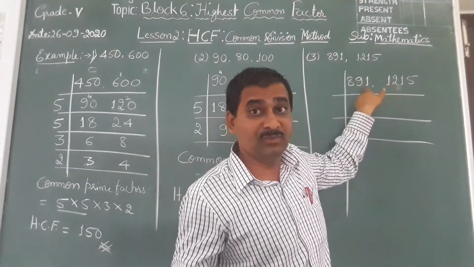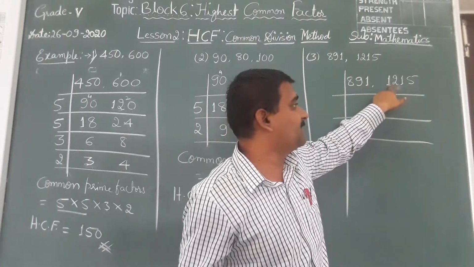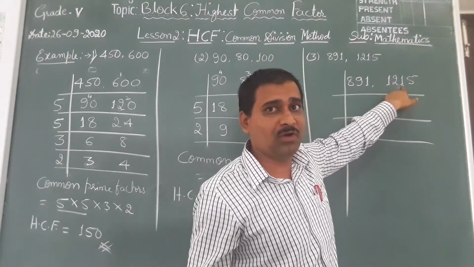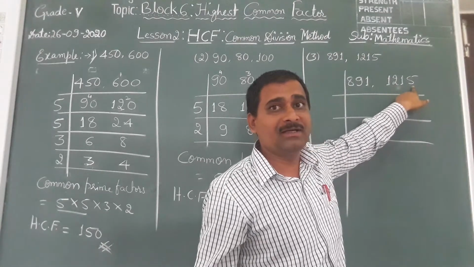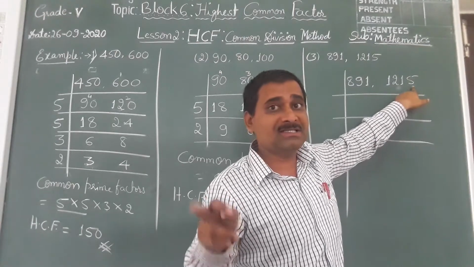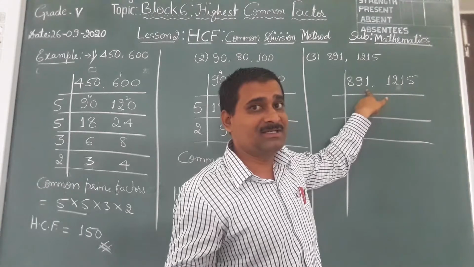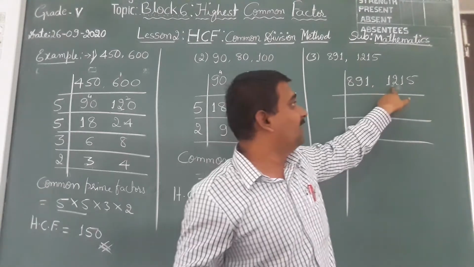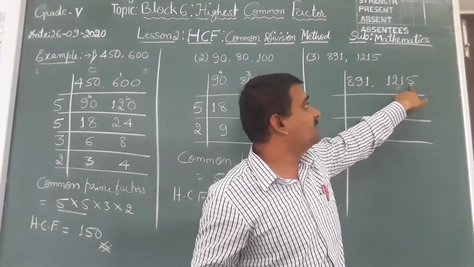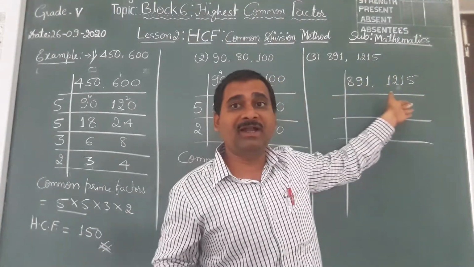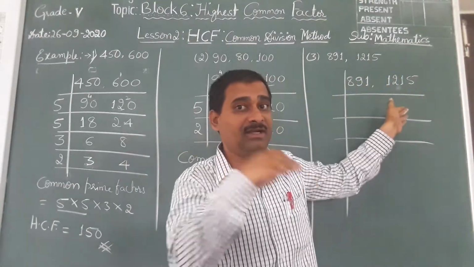Check this one, because both should be divisible by 3. 1 plus 2, 3. 3 plus 1, 4. 4 plus 5, 9. Yes, you got 9, and 9 is also divisible by 3. When you added the digits here, 18 is divisible by 3, and here also you got 9, which is divisible by 3. So with 3 we can divide. Like this, you should think and decide.